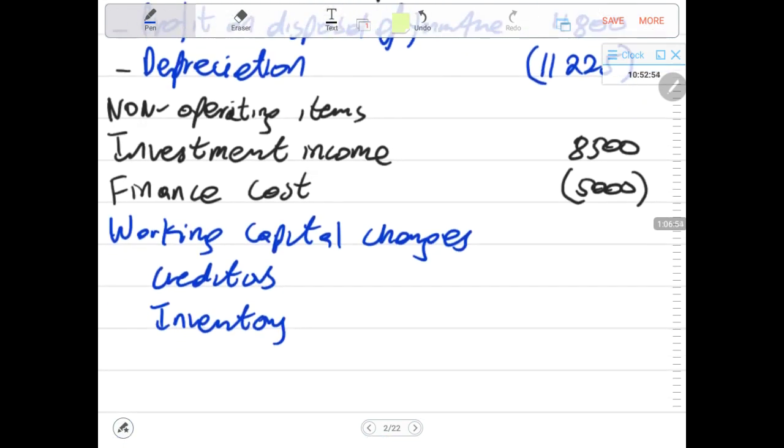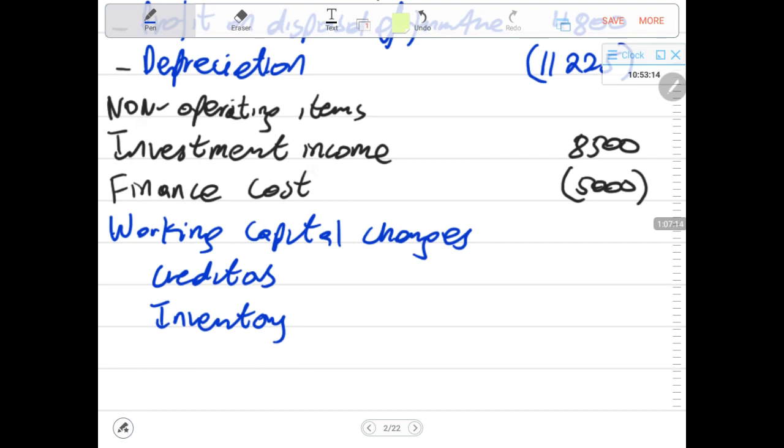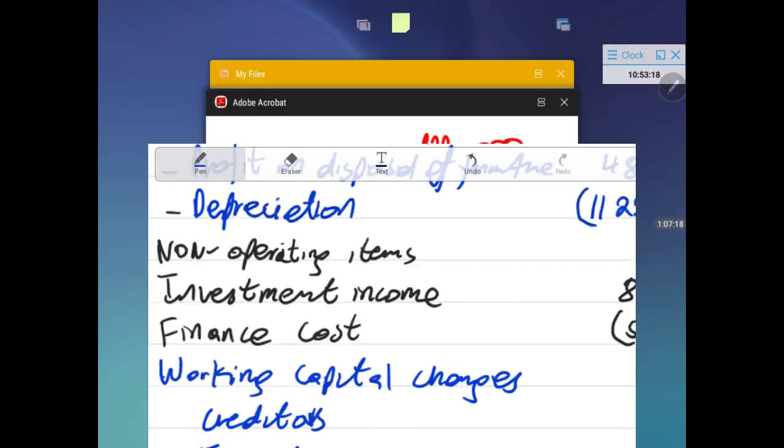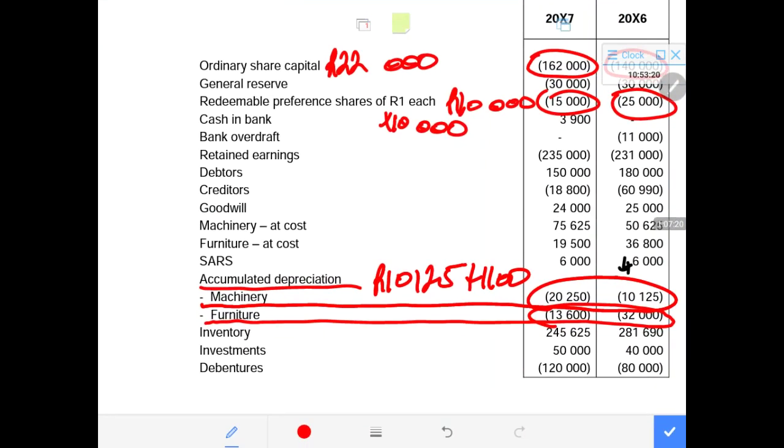Now, under working capital changes, we don't need debtors, guys. Remember, debtors is not a payment to a supplier or an employee. A debtor is the customer whom we sold inventory on credit to. So debtors have nothing to do with the payment to suppliers or employees. Now let us look at the creditors, and after that we go to the inventory.